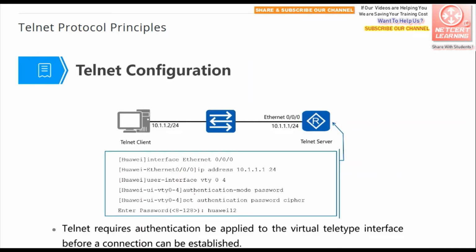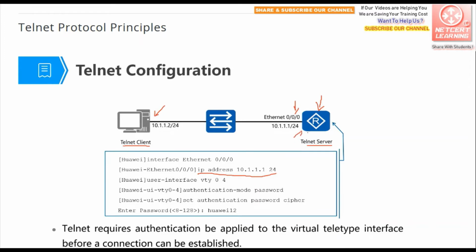And this is an example of the Telnet configuration on the Huawei network device. This configuration is the password mode. First, these two devices, client and server, must be reachable. So you need to configure an IP address. Because it's local, they can ping each other directly. Just configure an IP address on the Telnet server, the network device.